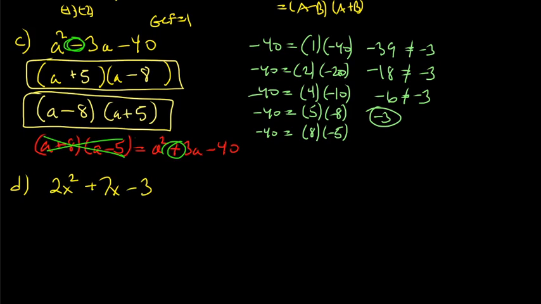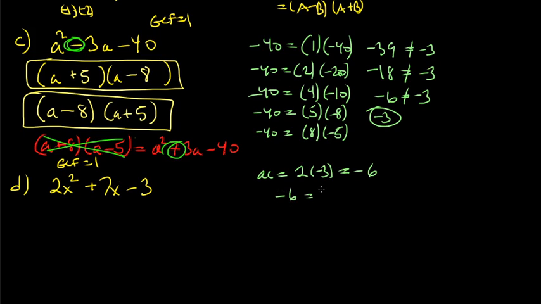All right, part D, 2x squared plus 7x minus 3. So the GCF here again is 1, because 7 is not divisible by 2 or 3. But here a is 2, so this is going to be a genuine AC method. So for the AC method here, we're going to multiply a times c. 2 times negative 3 is negative 6. What two numbers multiply to negative 6 and add to 7?